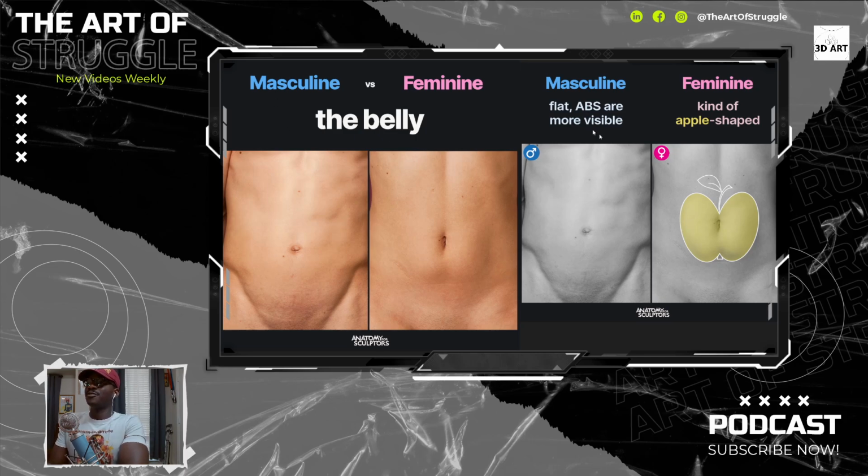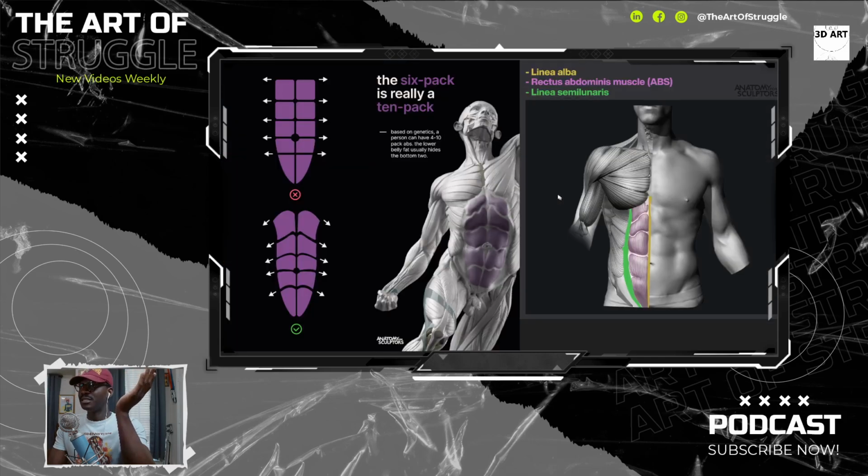So now let's talk about the belly and the abs, right? When we talk about this, it's very important for you guys to remember that for male and females, even our abs shapes can be different. You can see that for females, they have kind of this apple shape, right? And for men, it doesn't exist because we have more space for abs, right? So there's flat abs, and it's way more visible on men than it is on women, right?